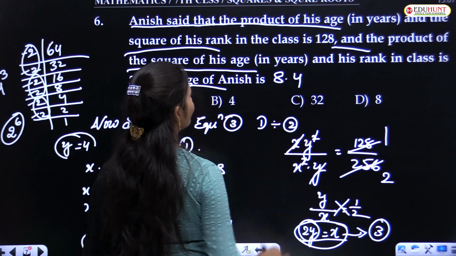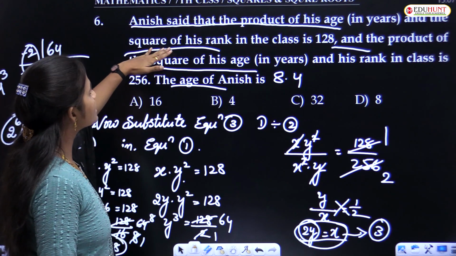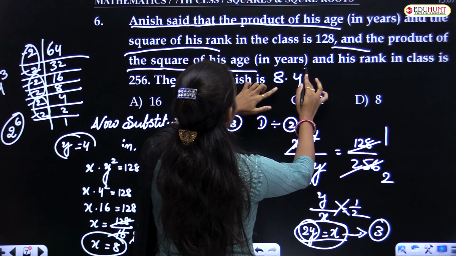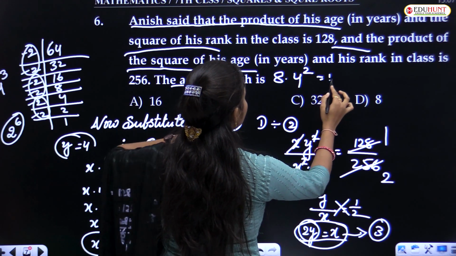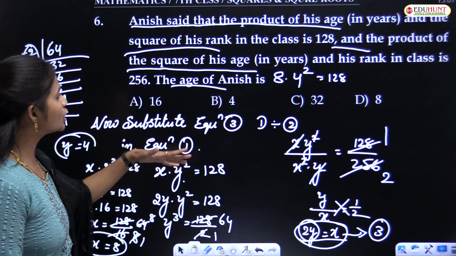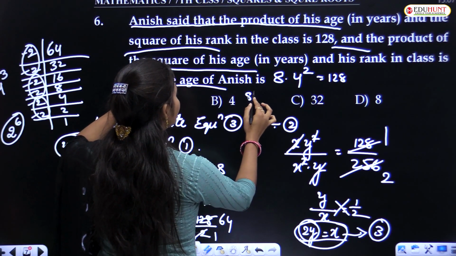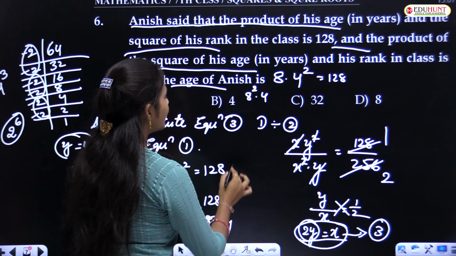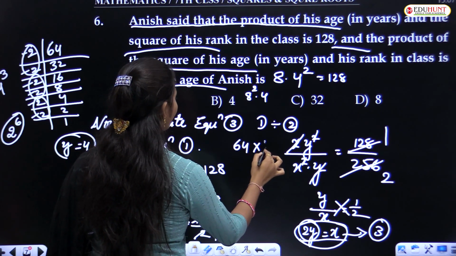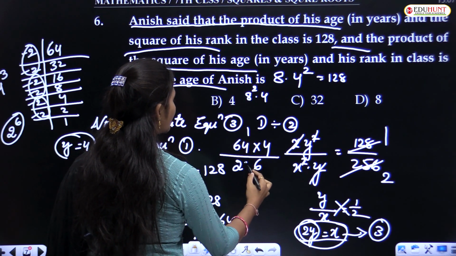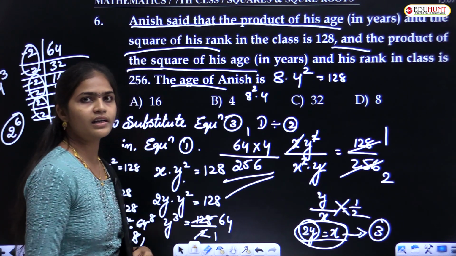His rank is 4. According to that first case, what are they saying? The product of his age and the square of his rank is equal to 128, they are saying. Okay. Now come to that second condition. What is that? The product of the square of that age into the rank. So 8 8s 64 into 4. So 4 4s 16, 4 6s 24 plus 1, 25. So is it satisfying or not?